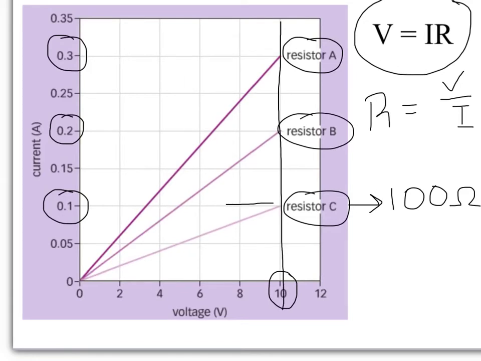Then we need to look at the current. Remembering they've all got the same voltage, resistor A has got a much higher current. And we know that resistance is the opposition to the flow of current. So that tells us straight away that out of the three, this one has got the least resistance. Resistor C has got the smallest current, but it's got the same voltage, so it must have the highest resistance because it's not letting a lot of current through compared to the other two.